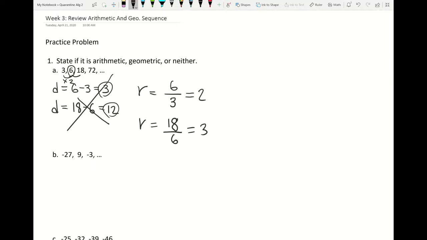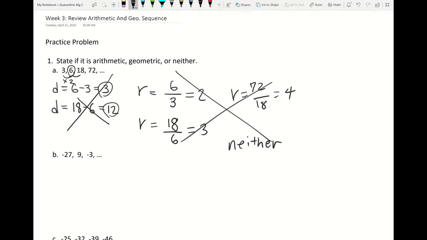And at this point you stop, but if you want to keep going, 72 divided by 18 is 4. So it's multiplied by 2, multiplied by 3, and multiplied by 4. Again, it is not multiplying by the same number each time, and so this is not geometric either. So your answer should be neither. It's not arithmetic or geometric.